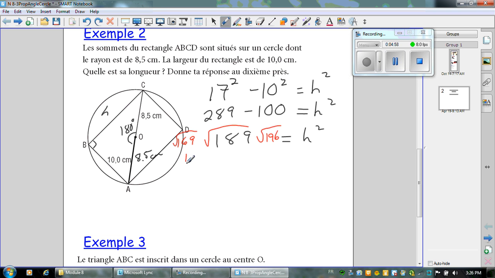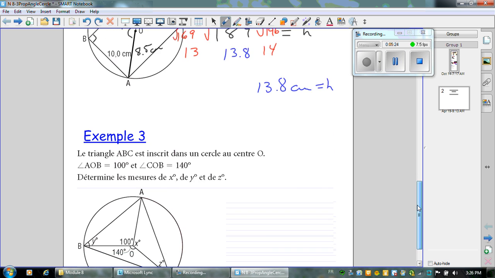And 196, that's your benchmark. So 13 and 14. You find the gap. Here there is a distance of 20, and here there's a distance of 7. So it's a lot closer to 14. So it'd be 13.8 would be the length of the rectangle. So the length of the rectangle would be approximately 13 and 8/10 centimeters.